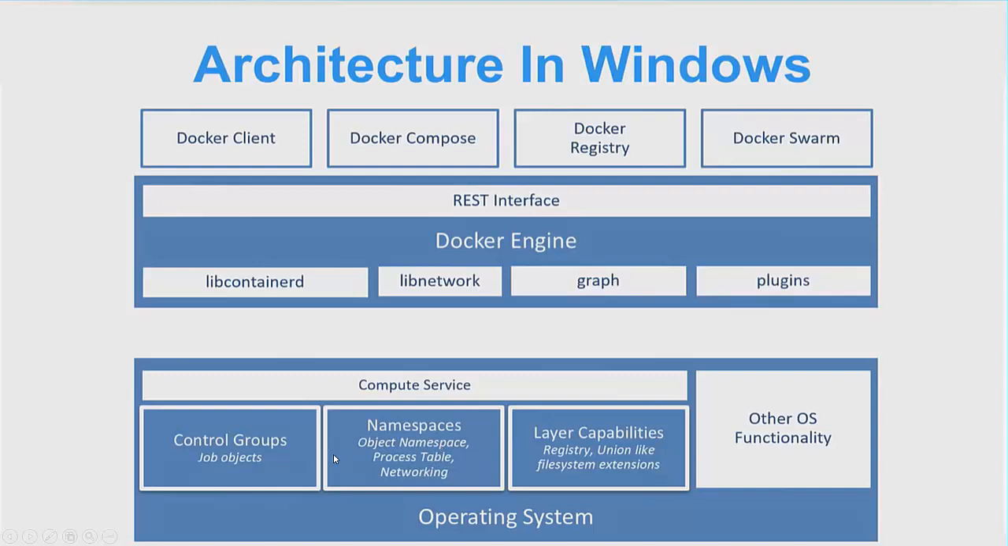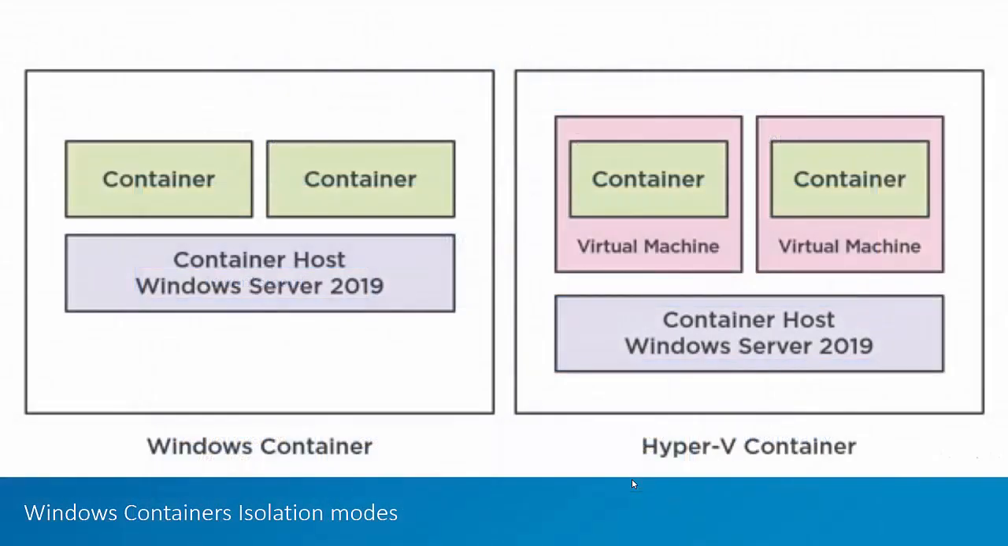But then the other part is that the namespaces are actually mapped to the job ID and security descriptor in Windows. Using the job ID concept and the security descriptor, Windows is able to map namespaces, and the layer capabilities like union file system and other things are extensions built on top of the Windows NTFS file system. And of course, all the other OS functionality remains the same. So it's pretty much the same way it runs in Windows, but there is a difference. Basically, Windows supports two modes of operation.